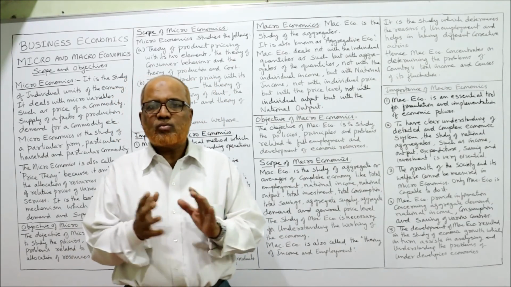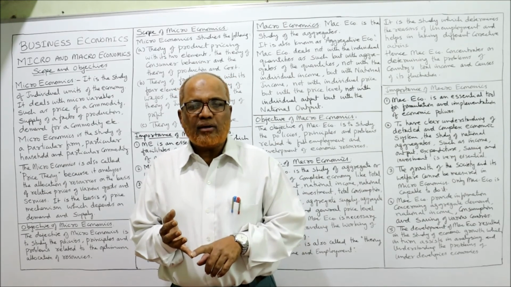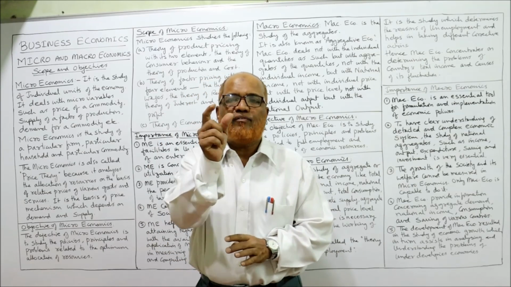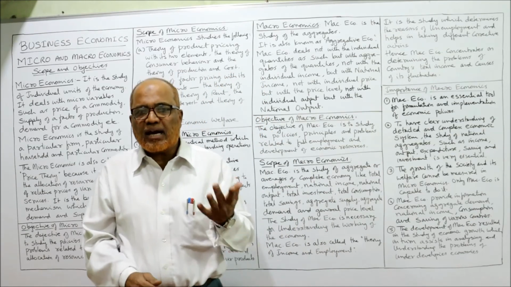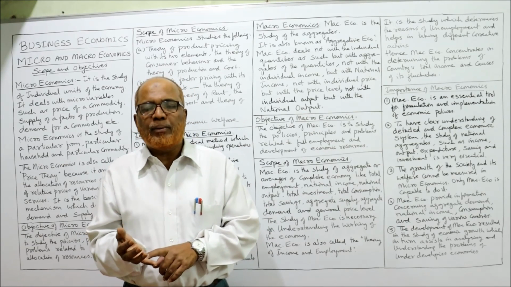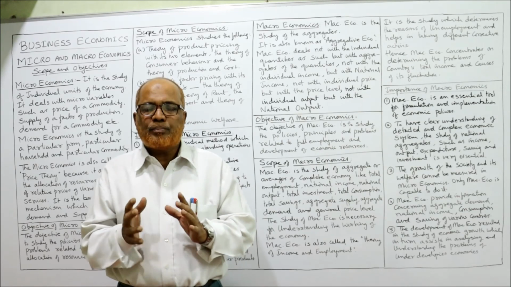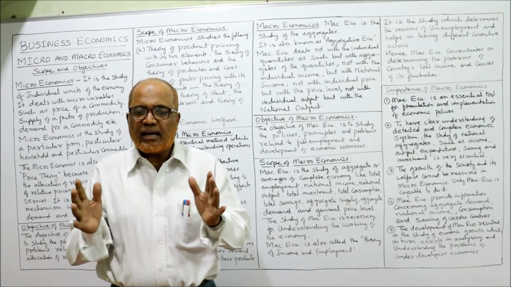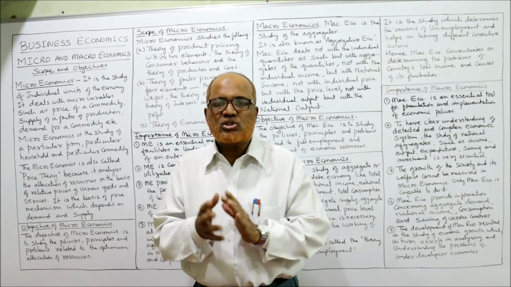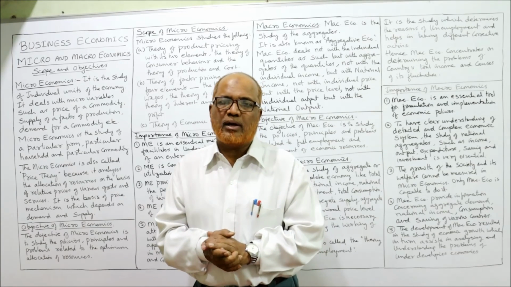So in this video I have explained to you the meaning of microeconomics, its objectives and importance, the study of individual units. And secondly, the meaning of macroeconomics, its scope, importance and objectives. Hope you understood and are clear in mind regarding the meaning of the terms micro and macro. Inshallah, in the next video, I'll explain the differences between micro and macroeconomics.